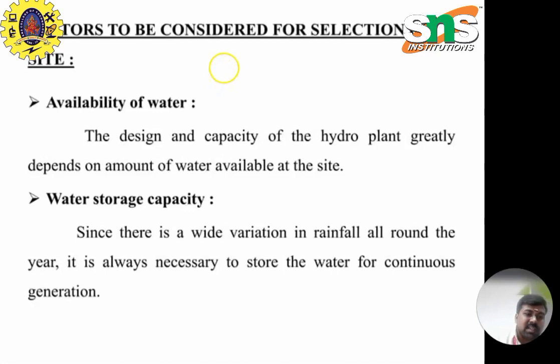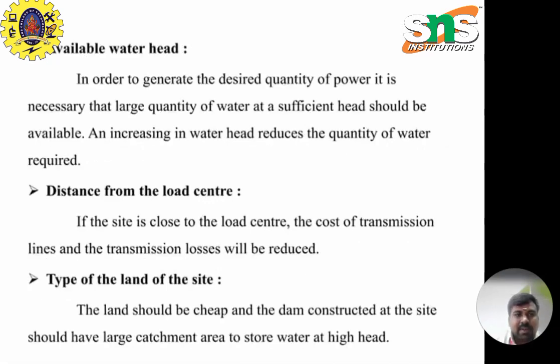Then the second factor is the water storage capacity. Since there is a wide variation in the rainfall all around the year, it is always necessary to store the water for continuous generation. The water is stored in the reservoir area. Then available water head. In order to generate the desired quantity of power, it is necessary that a large quantity of water at a sufficient head should be available. And an increase in water head reduces the quantity of the water required.